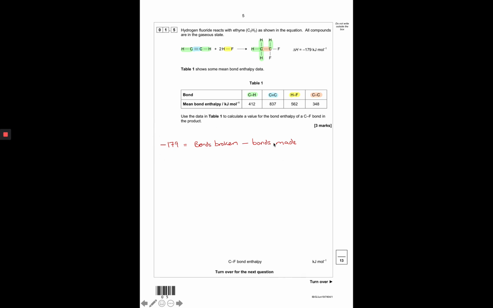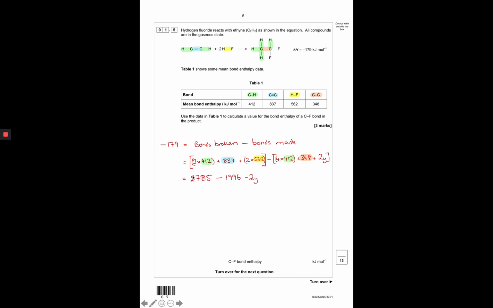Okay, so we know that bonds broken minus bonds made equals the change in enthalpy, and they've given us the change in enthalpy. It's up here in the top right hand corner. So they've told us that minus 179 equals the bonds broken minus the bonds made, and the bonds broken are the left hand side bonds, and the bonds made are the right hand side bonds. And we're trying to work out CF. So there's the bonds broken, just keep it all together in one calculation. There are the bonds made, but don't forget we've got plus 2y, because that's what we're trying to determine the value of.